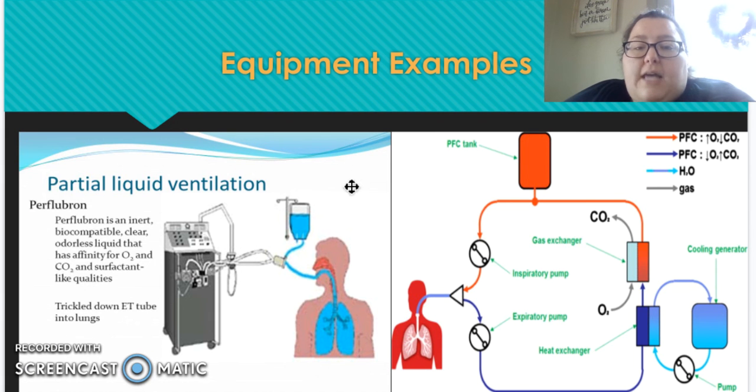So, equipment examples. Over here on the left, we have the setup for the PLV. It shows that you have your traditional ventilator, and you have your perfluorocarbon liquid right here, which will trickle down into the lungs. The picture on the right is an example of the pumps, heaters with a PFC tank, and how the cycle would be set up with total liquid ventilation. So you have your gas exchanger, your pumps, and your generator, and then of course your PFC tank up here at the top.